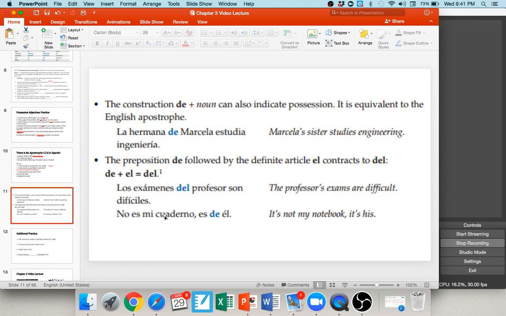That makes perfect sense if you're a speaker of English. The exams of the professor, de el profesor. However, de and el combine to give you del. It is a contraction. Okay, so just a little bit of practice for you there. This only works when el is referring to the article like the, not when we're saying él with an accent, he. So de él, the person, does not combine.